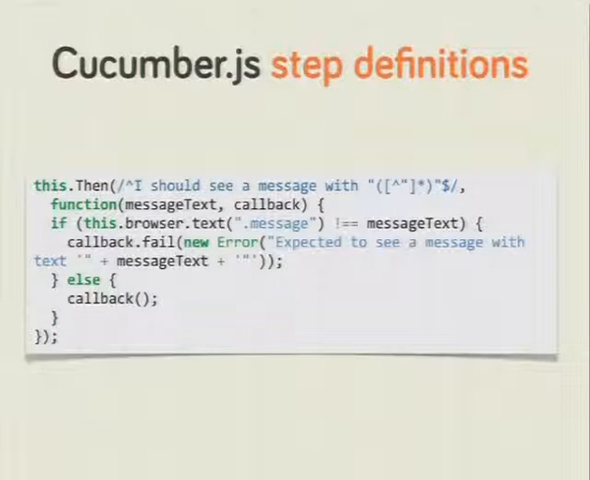Finally, a then condition might look something like this. So I should see a message with, and again, we're just testing that the text value of the message element actually contains that value. And if it does, we can call the callback, and if it doesn't, then we can explicitly fail the test with an error.